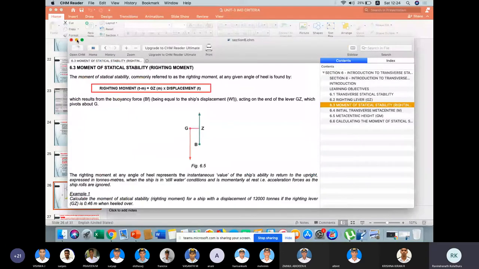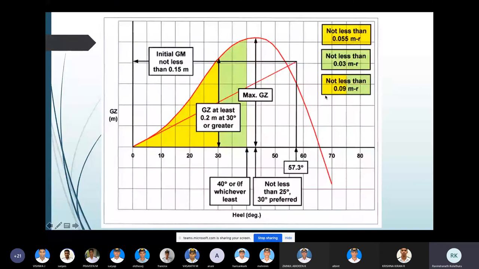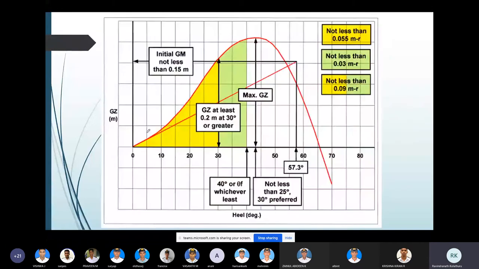Fine. So let's now discuss the criteria. As I said, we will be taking a GZ curve. The area under the righting lever GZ curve should not be less than 0.055 meter radians up to 30 degrees angle of heel. From 0 to 30 degrees, if I drop a vertical at 30 degrees, the area under this GZ curve, when I calculate it using Simpson's rule, should not be less than 0.055 meter radians. Okay, criteria.